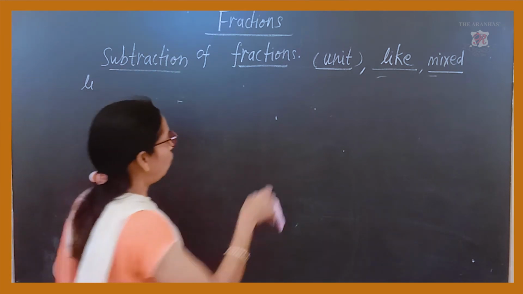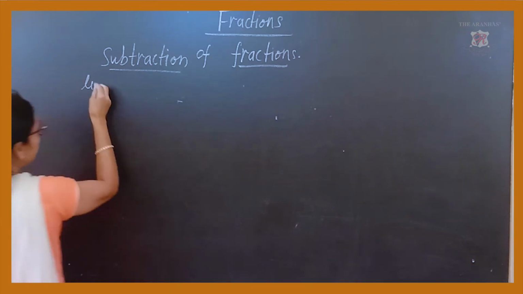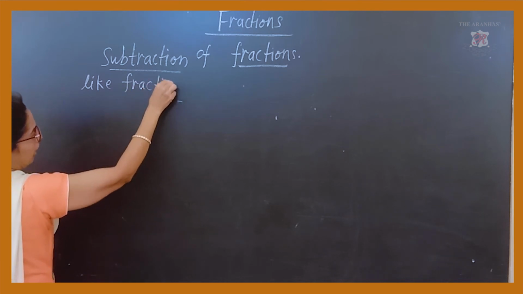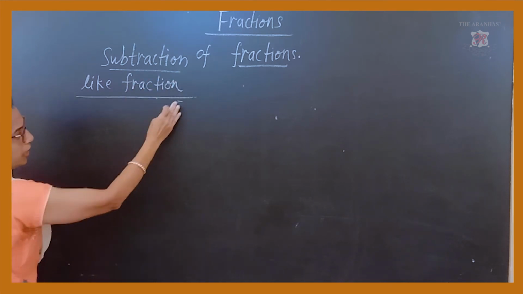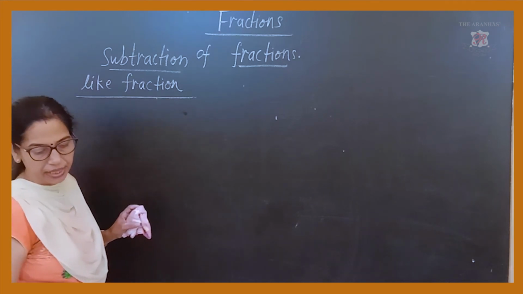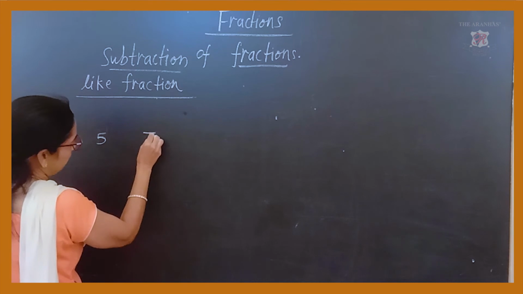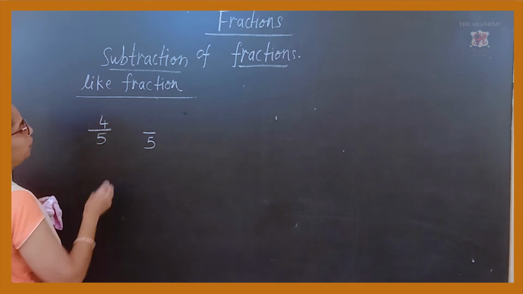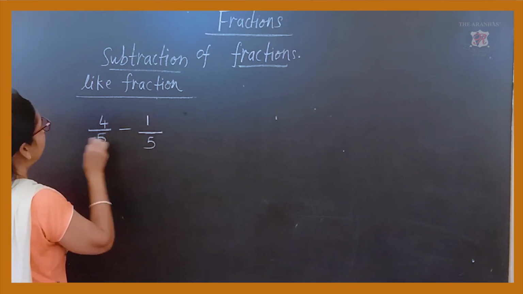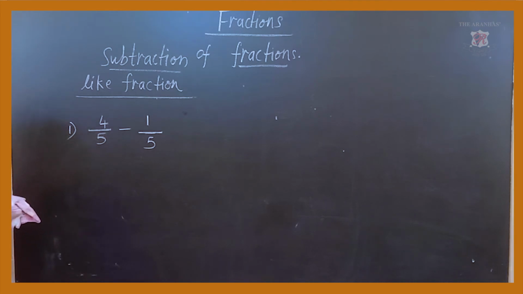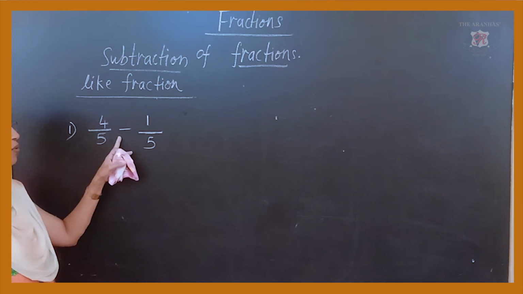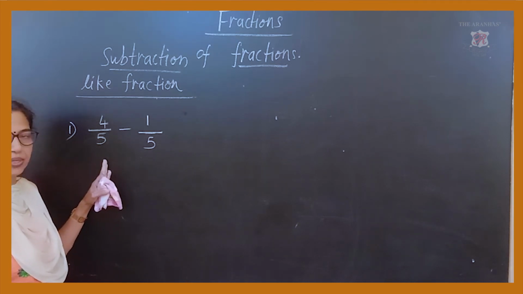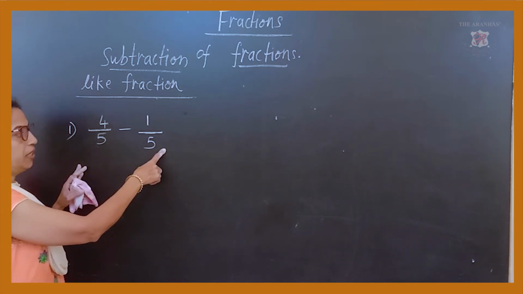Now, subtraction of fractions. First we will consider like fractions. What is meant by like fractions? Again, you should know that like fractions means the denominators are the same. So if you have 4 upon 5 minus 1 upon 5, two fractions which are like fractions, then you can easily carry out their subtraction as the denominators are equal.